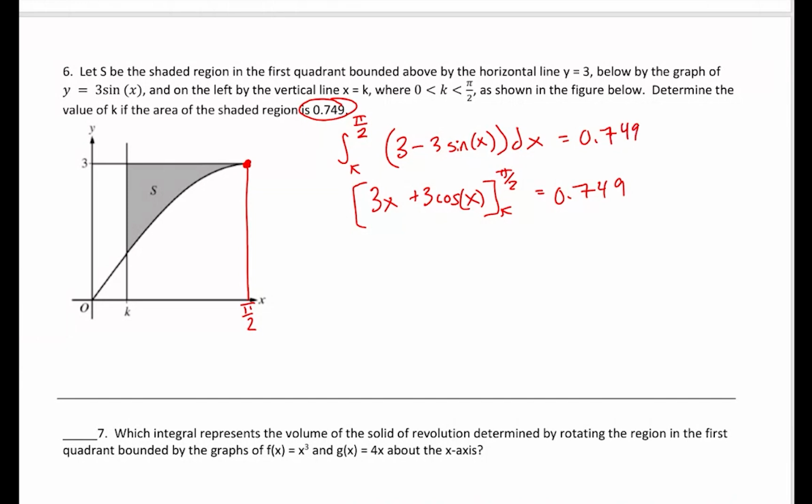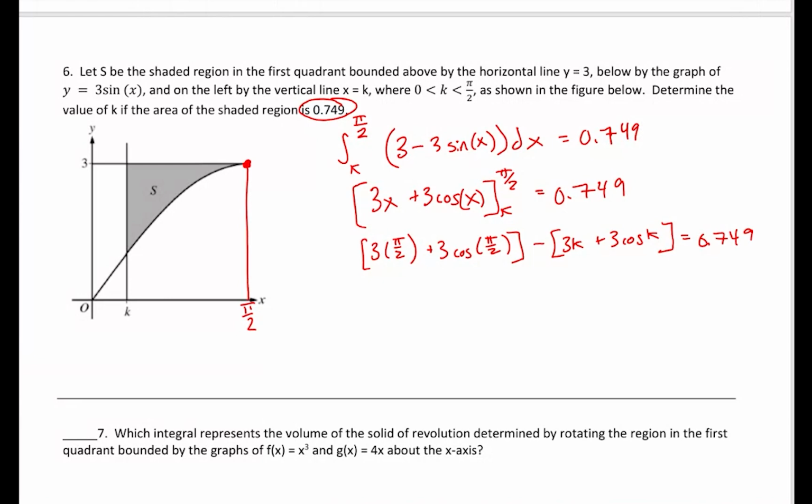Okay, and from here we could substitute in pi over 2 and k into x. So substituting in pi over 2, we're going to get 3 times pi over 2 plus 3 times cosine of pi over 2, minus, now let's substitute in k, 3k plus 3 cosine of k, equals 0.749.